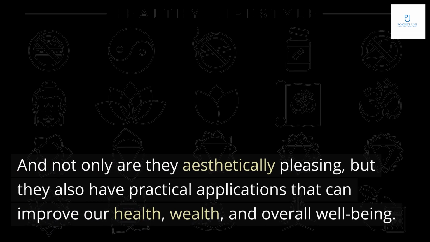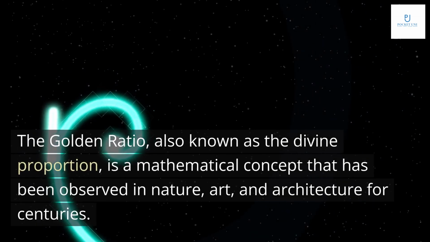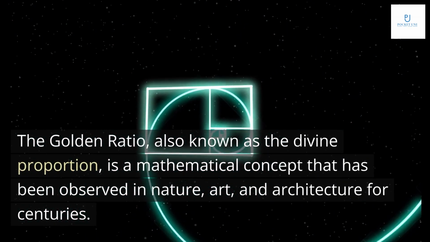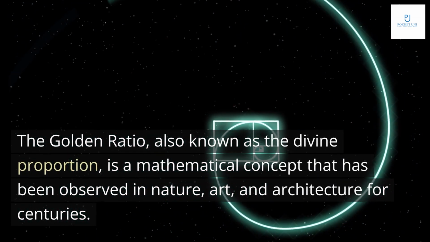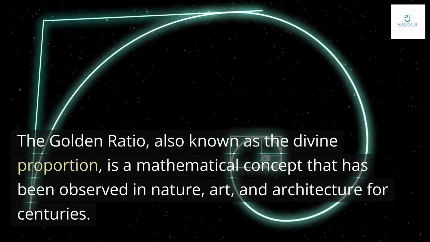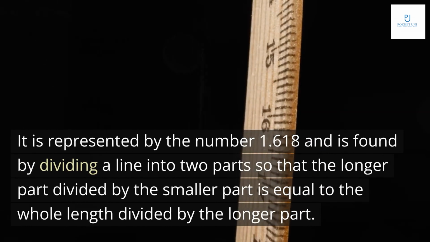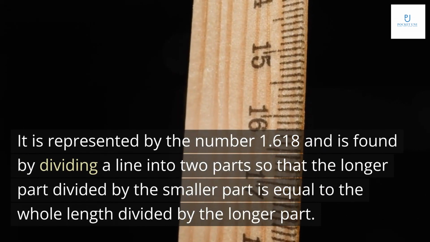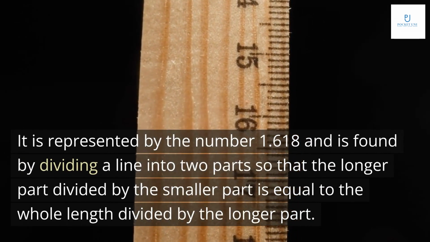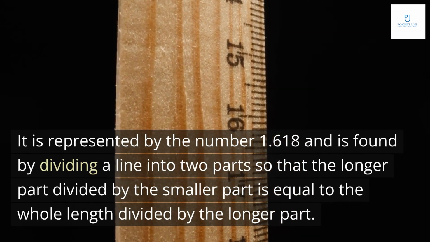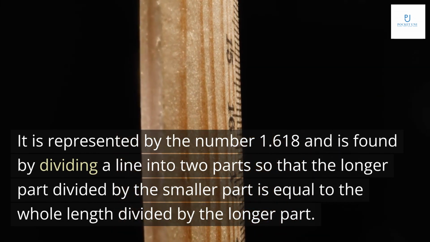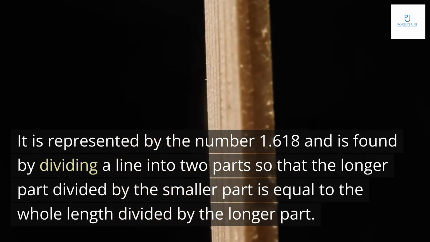And not only are they aesthetically pleasing, but they also have practical applications that can improve our health, wealth, and overall well-being. The golden ratio, also known as the divine proportion, is a mathematical concept that has been observed in nature, art, and architecture for centuries. It is represented by the number 1.618 and is found by dividing a line into two parts so that the longer part divided by the smaller part is equal to the whole length divided by the longer part.